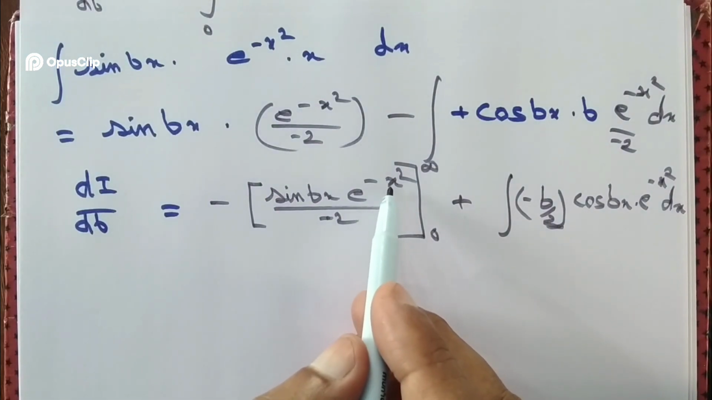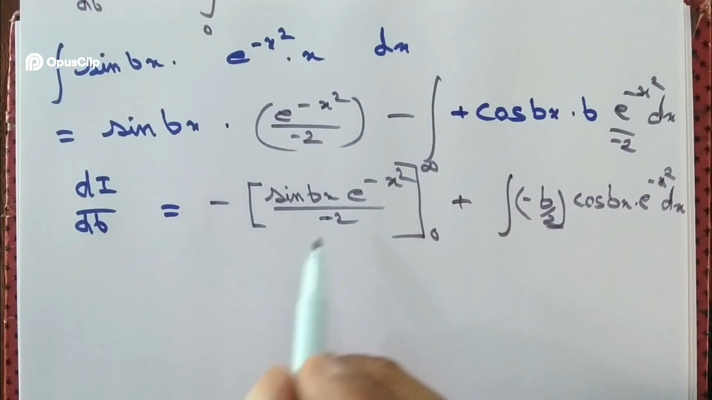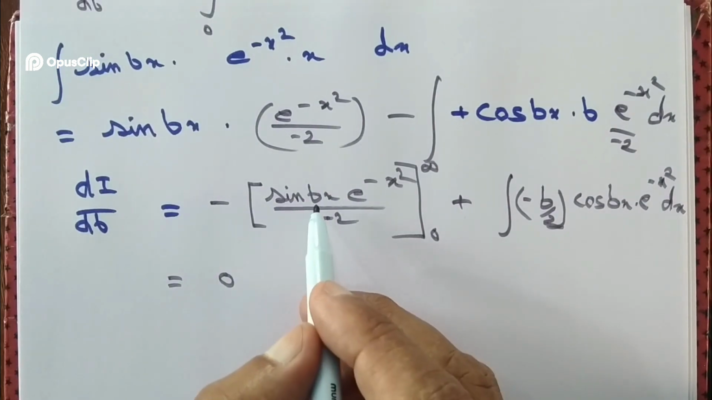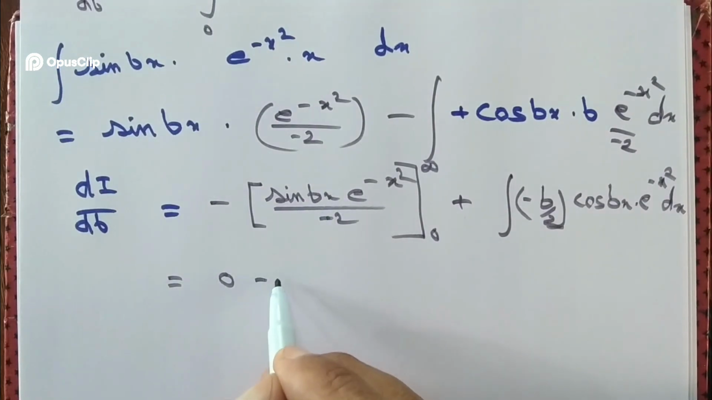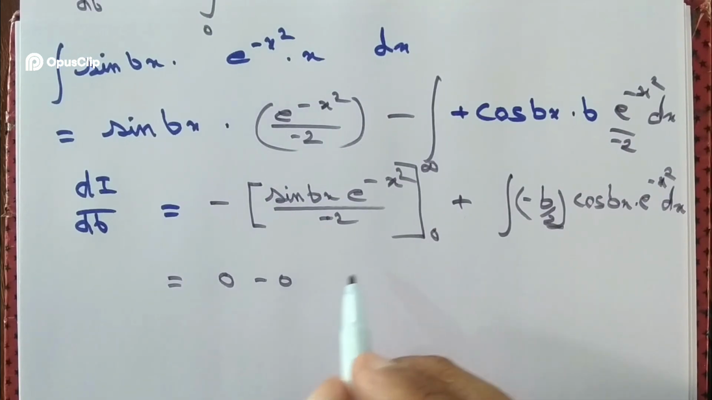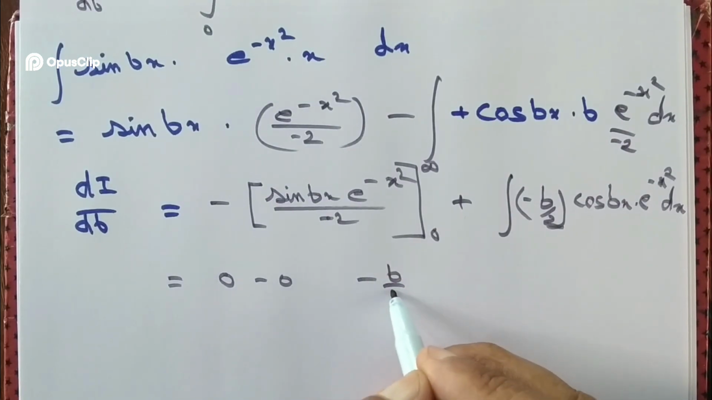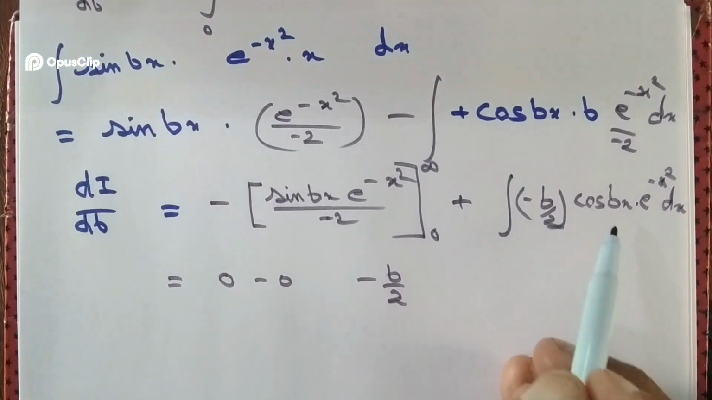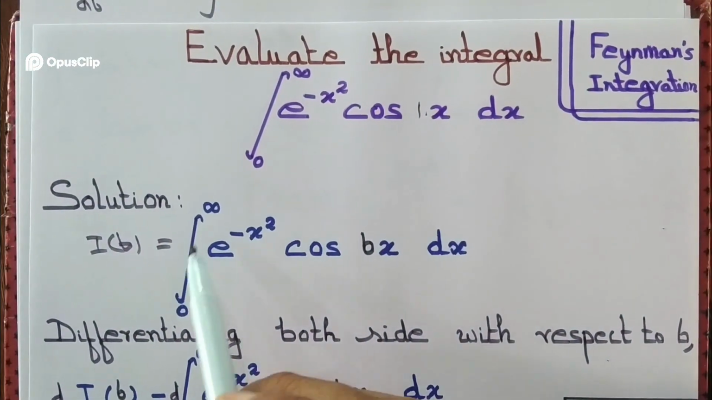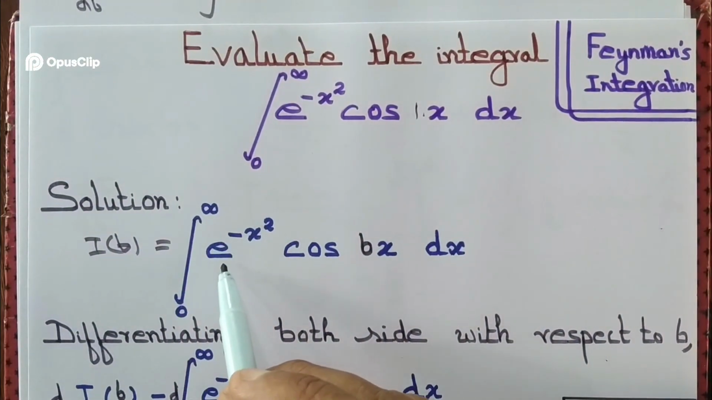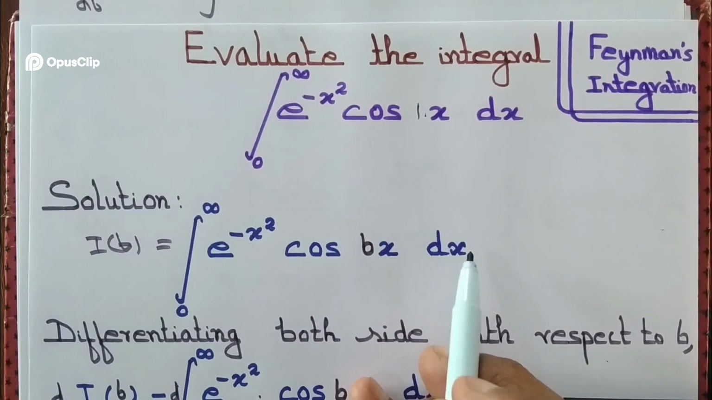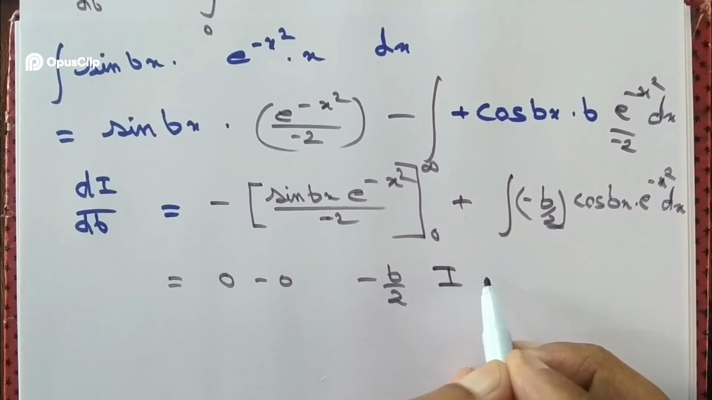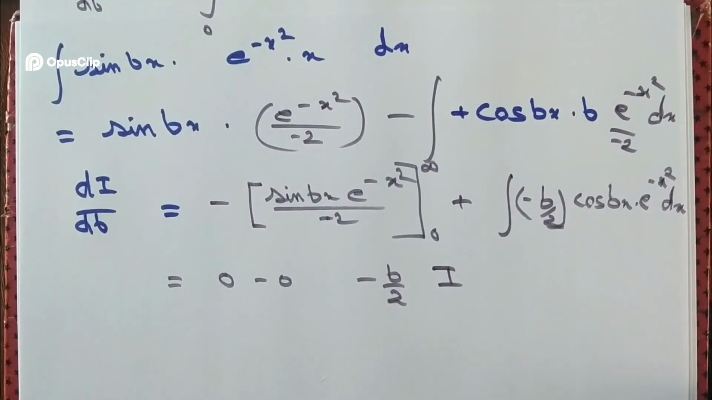Now as x approaches infinity, e to the power minus x square approaches 0. If we choose x equal to 0, sine 0 is 0. So we get 0 minus b by 2. You see that we get something similar to what we started with. You see that I(b) is simply equal to the integral 0 to infinity e to the power minus x square cos of bx dx. Let's write it I(b), or simply write I.